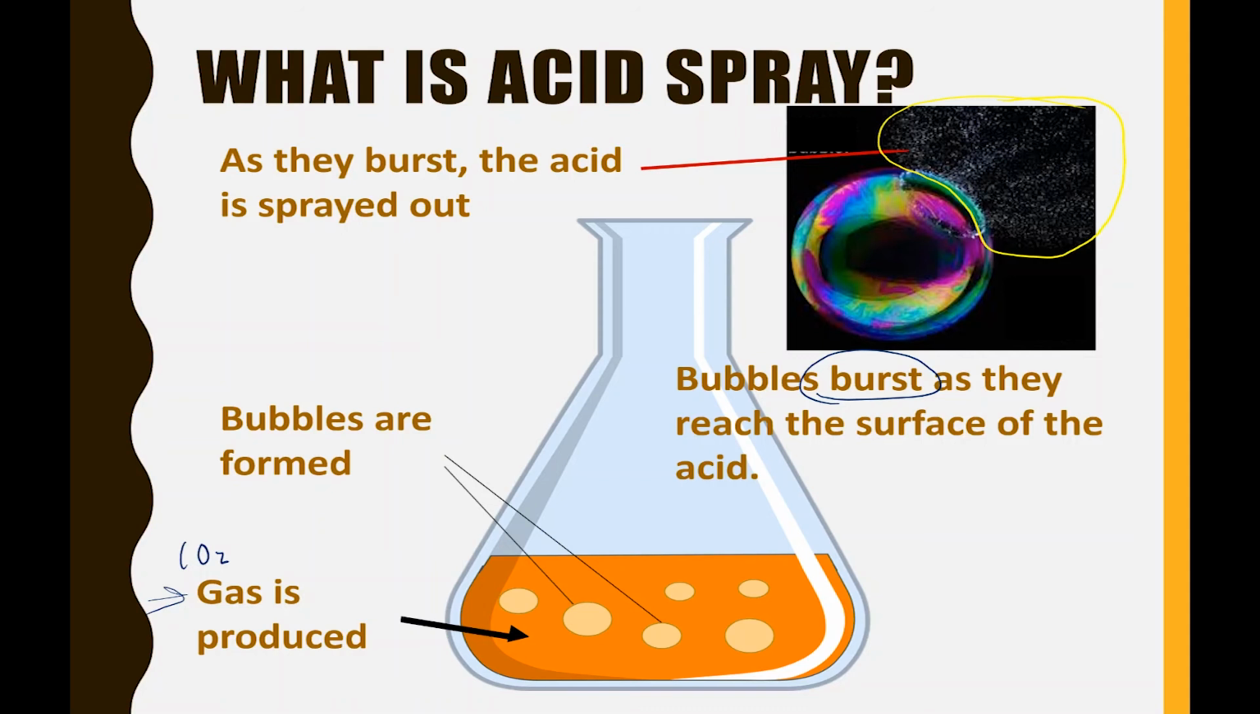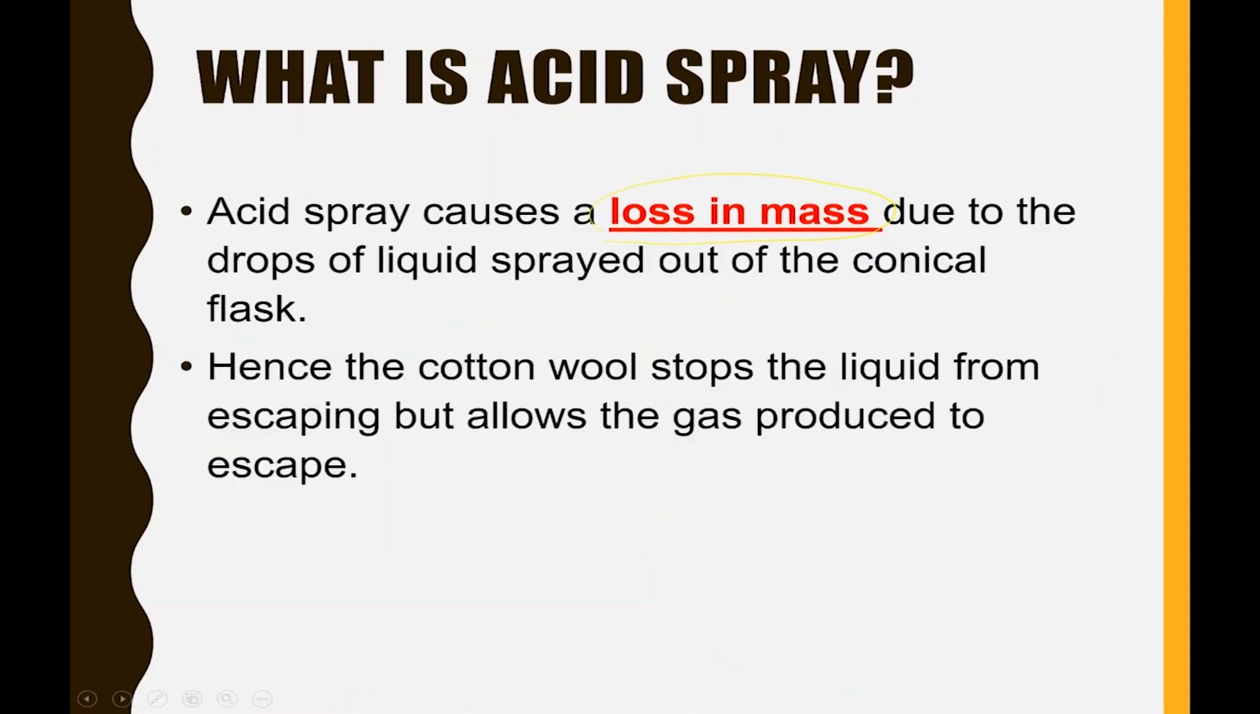Alright, so why do we want to prevent acid spray? The reason is that it will cause a loss in mass due to the drops of liquid sprayed out of the conical flask. So the cotton wool will absorb it and stop the liquid from escaping. But at the same time, because it's porous, it will allow the gas to escape, which is what we want.